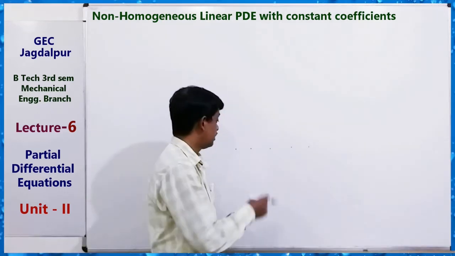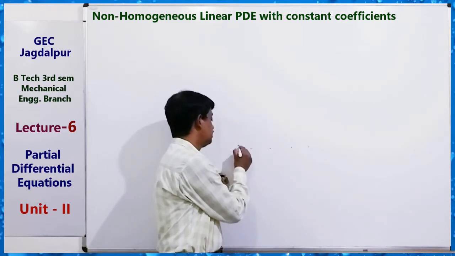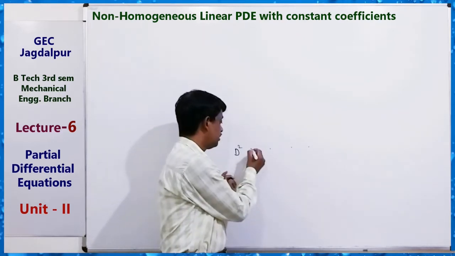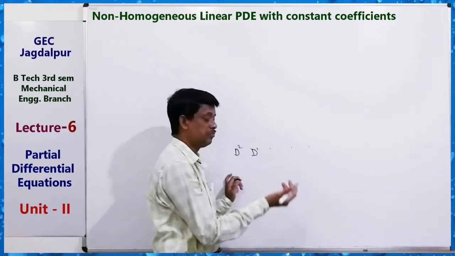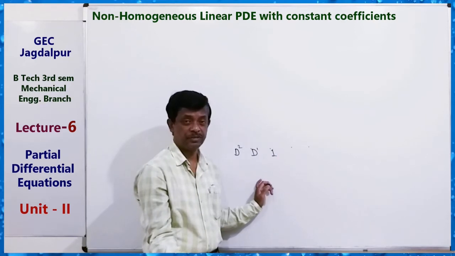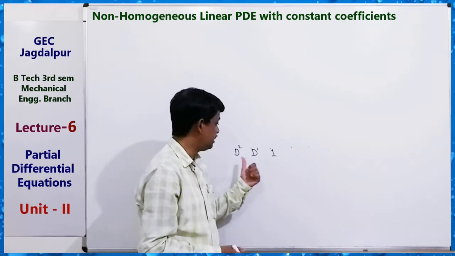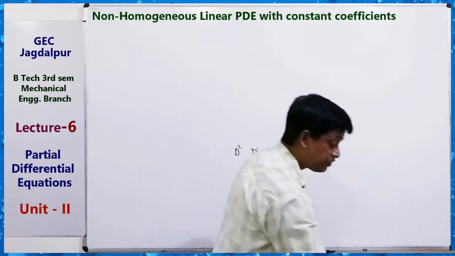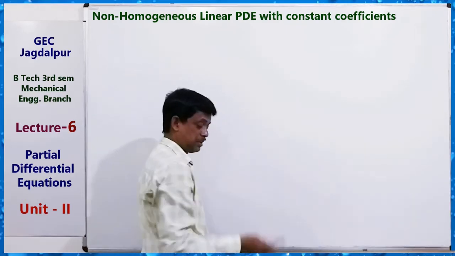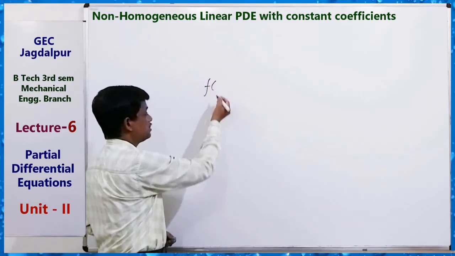But non-homogeneous means maybe the first term has a second order derivative, the second term may be only a first order derivative, and the third term may be only a constant value. So this type of expression in D and D dash is known as a non-homogeneous expression.